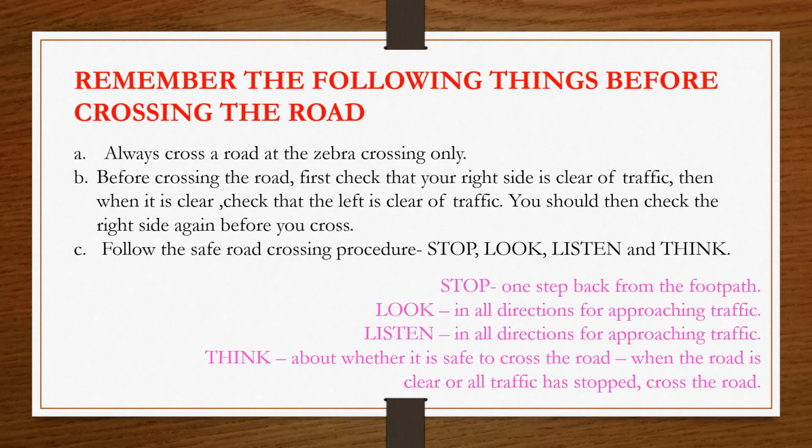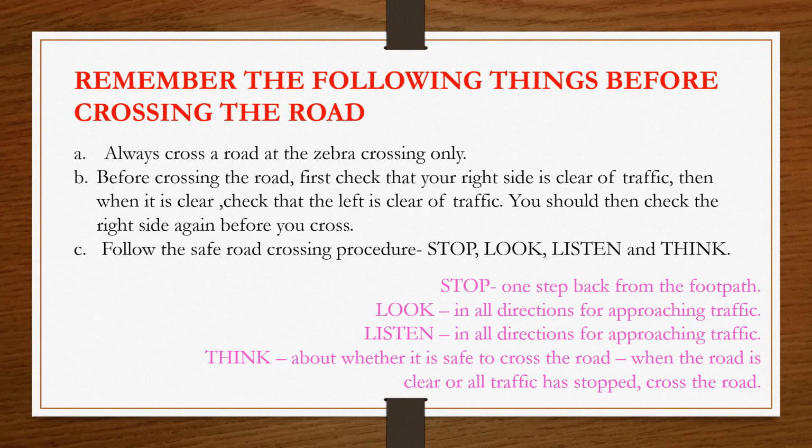Remember the following things before crossing the road. A. Always cross a road at the zebra crossing only. B. Before crossing the road, first check that your right side is clear of traffic. Then when it is clear, check that the left side is clear of traffic. You should then check the right side again before you cross. C. Follow the safe road crossing procedure. Stop, look, listen and think.